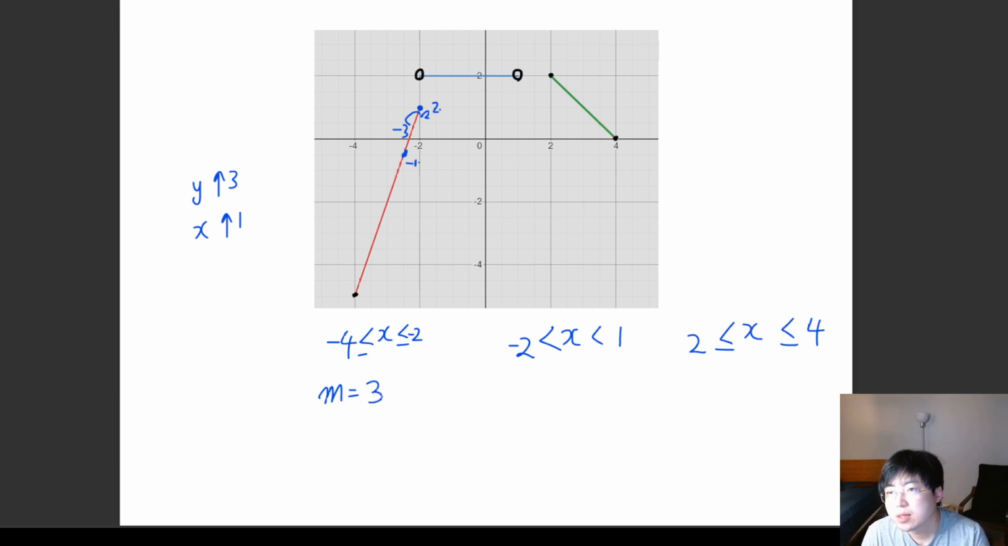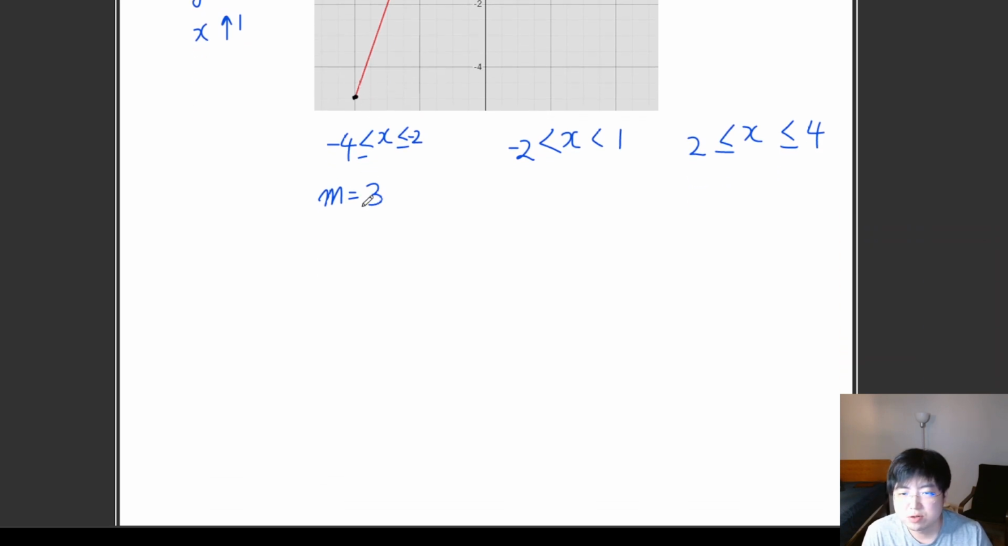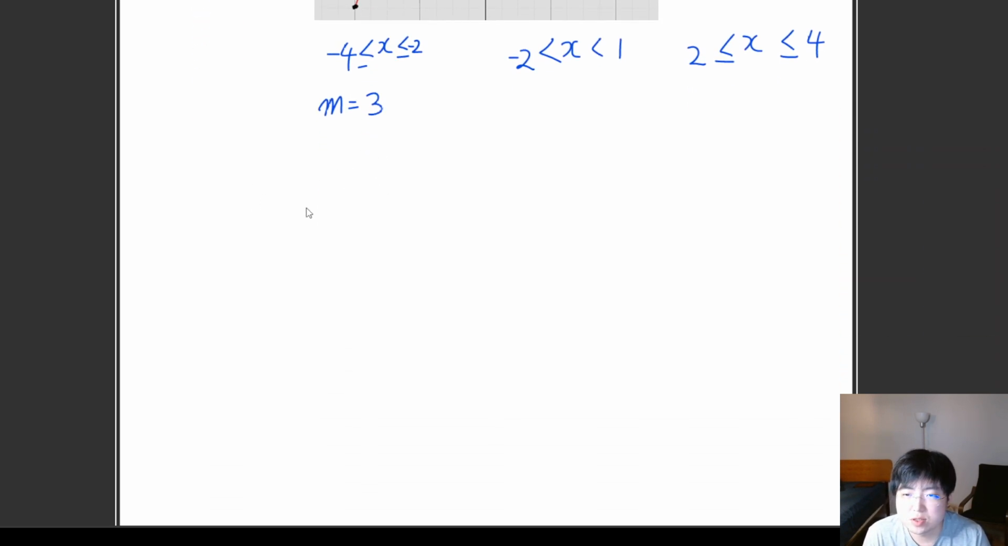Now, to find the linear equation, what do we need? We need the slope and we need the y-intercept. In this case, it's really hard to find the y-intercept because this graph doesn't extend to the y-axis. So it's not intersecting with the y-axis. So instead of using the slope-intercept form, we need to use another form of a linear equation, which is point-slope form. Let me remind you what point-slope form is.